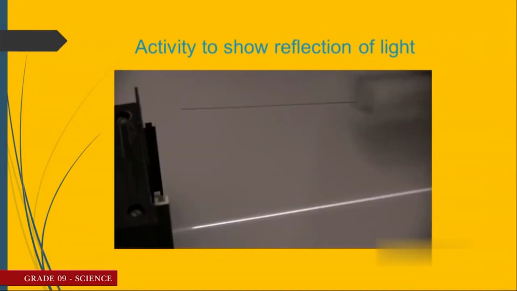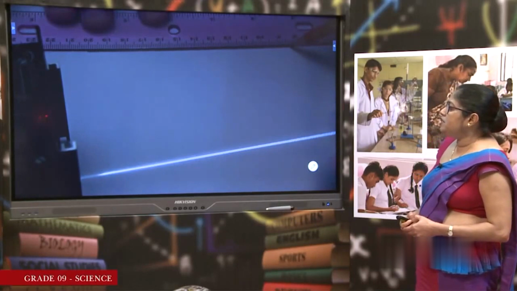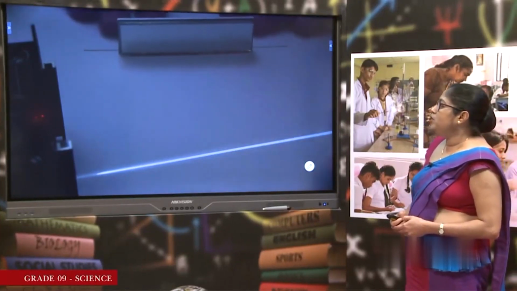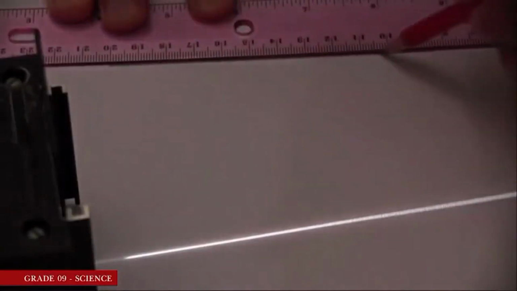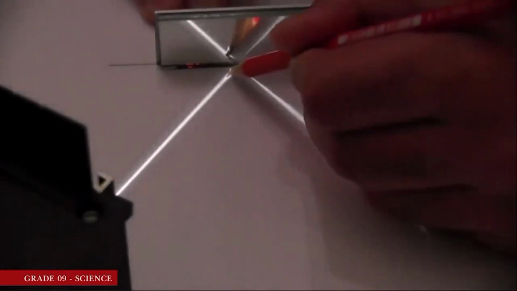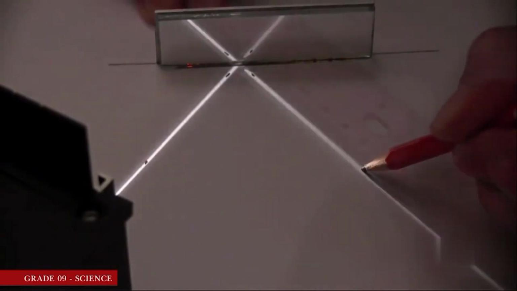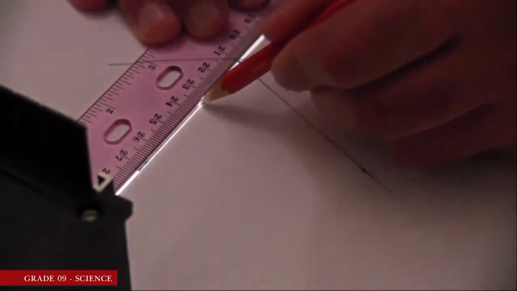Let us watch a video to learn this more. This activity shows the reflection of light. First, you have to draw a straight line using a pencil. Then keep the plane mirror on the line, perpendicular to the white sheet. Next, direct a ray of light to the plane mirror and trace the light ray that is falling on the mirror, and trace the light ray that is bouncing back from the plane mirror. Then draw the two light rays using a ruler.